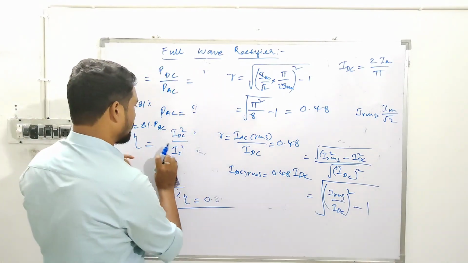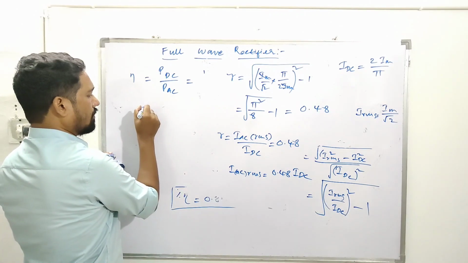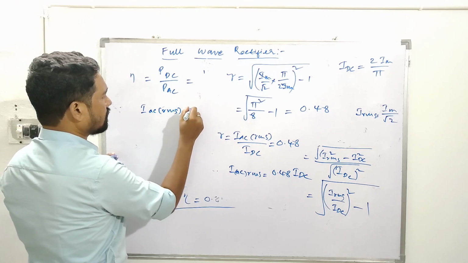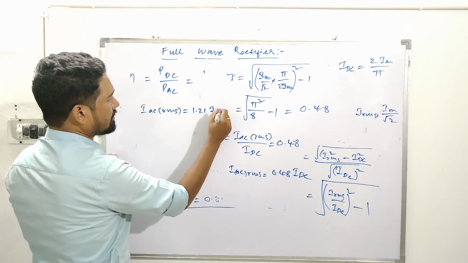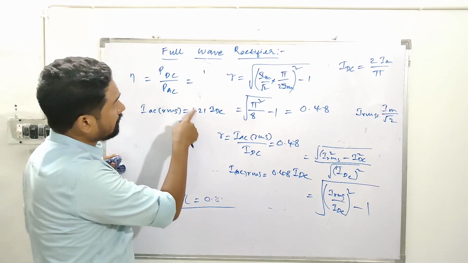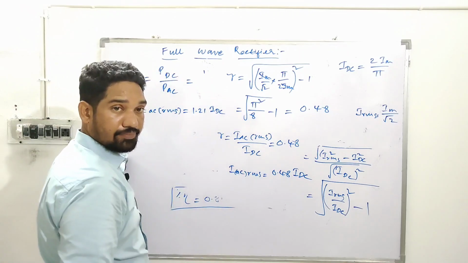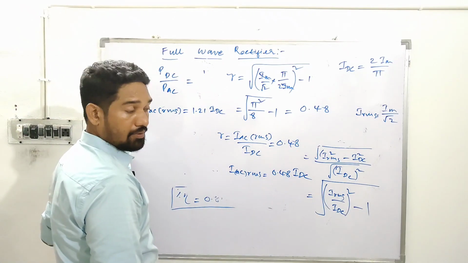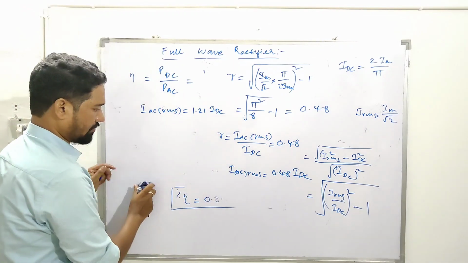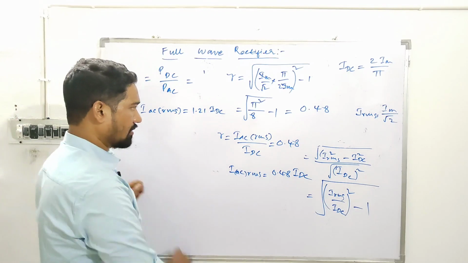For a half-wave rectifier, how much is it? IAC RMS will be equal to 1.21 IDC. This RMS AC is more in a half-wave rectifier than in a full-wave rectifier. There is an improvement. See here, no comparison. So these are the terms which will be asked from the exam point of view.